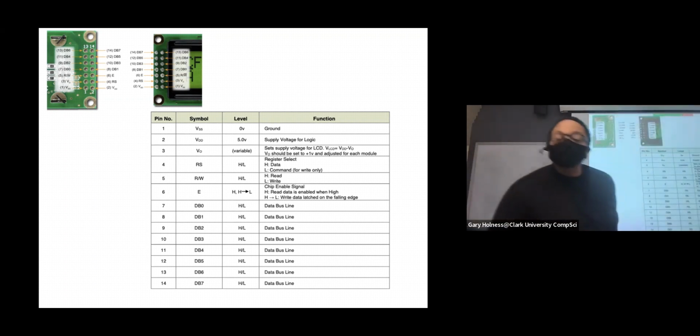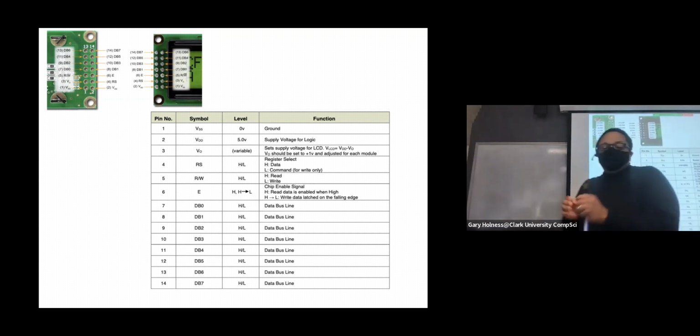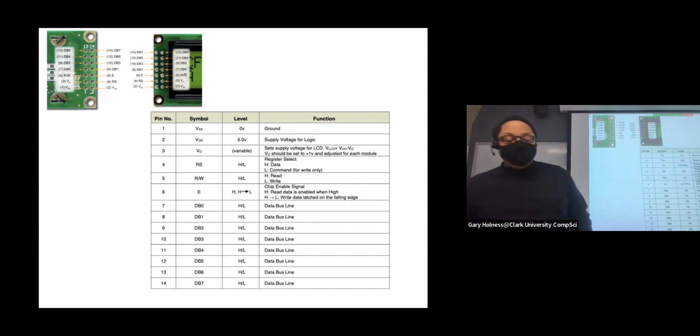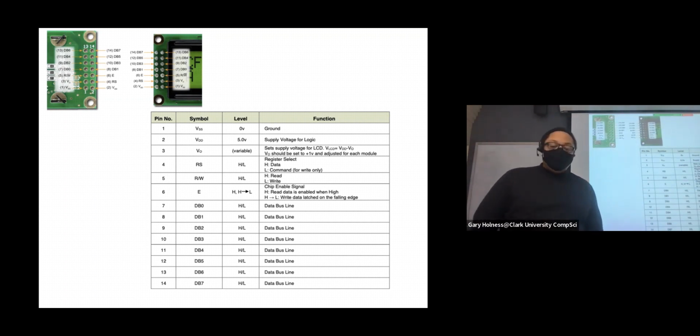The most significant is DB7. And so if we look at the binary representation, this would be DB0, and that would be DB7 in your 8-bit representation. So least significant is DB0, which is pin 7, and most significant is DB7, which would be pin 14 on the device.